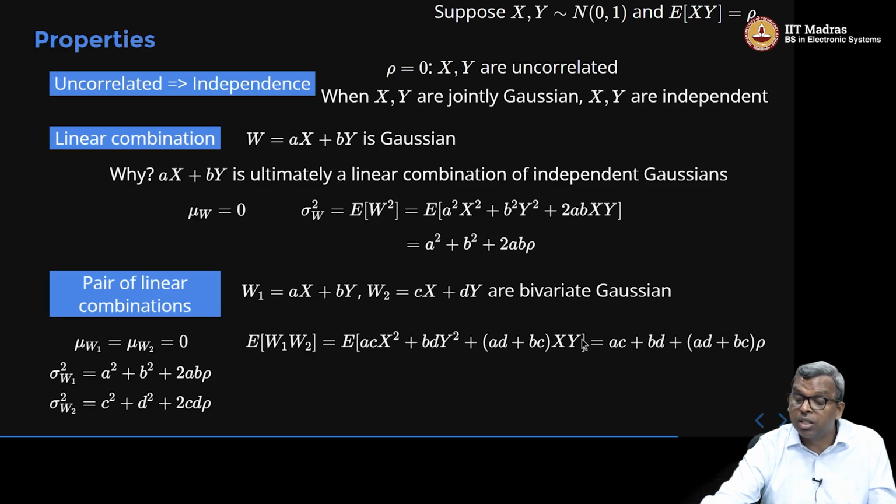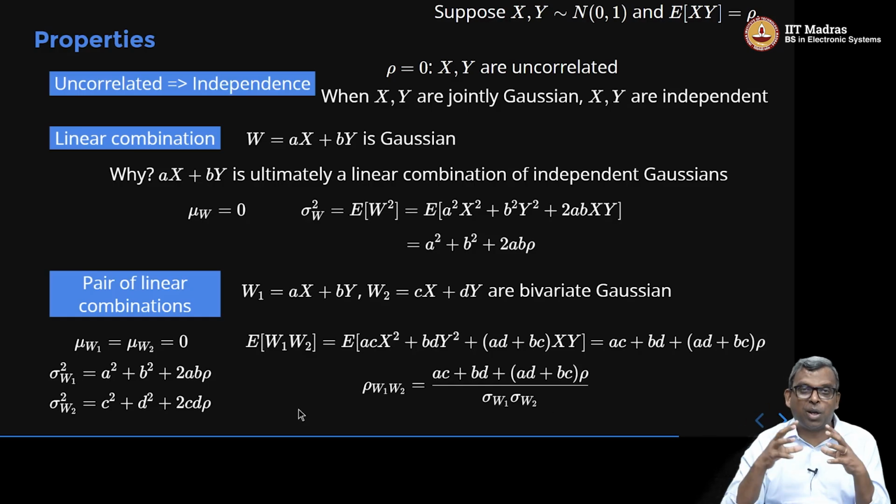But then this doesn't go to 0. You get AD plus BC times rho. That rho enters the picture there. So the correlation coefficient between W1 and W2 is AC plus BD plus AD plus BC times rho, divided by sigma W1 times sigma W2, and for sigma W1 and sigma W2 you'll have to plug in this formula.